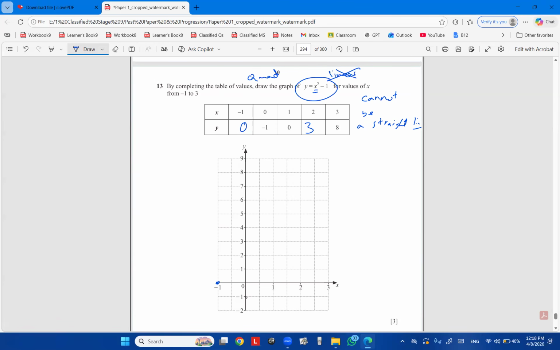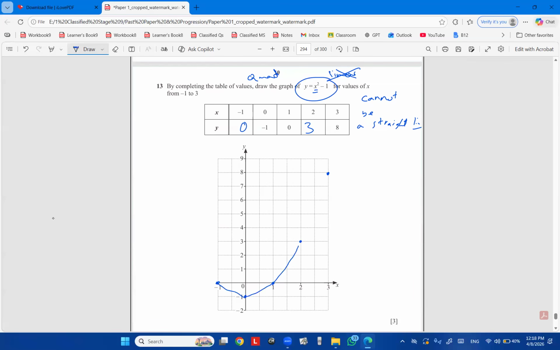0, -1. Then you got 1, 0. Then you got 2, 3. Then you got 3, 8. Then you must connect them without a ruler, with a pencil, without a ruler.